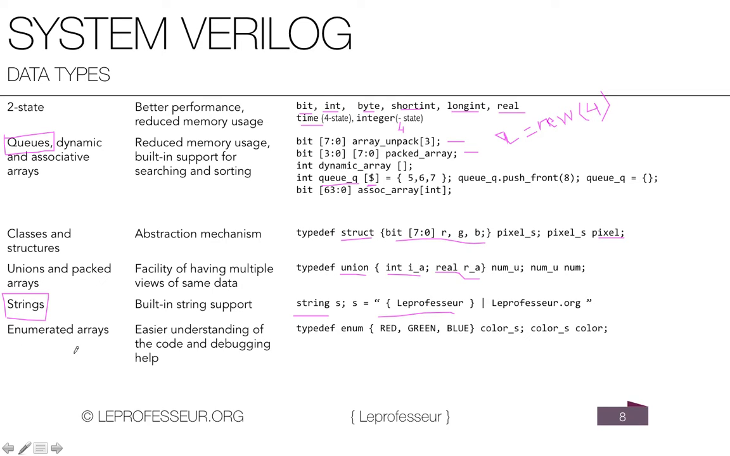Enumerated types, which give easy understanding of the code and debugging help. You might have seen, for example, that you want to define color and you have only three options: red, green and blue. So you can define a new enumerated type, call it color, which will have a value of either red, green or blue. That's it. It's a facility for defining your own type which can have specified values. So these are the basic data types. Queues and strings are what you would use more when you are doing verification, and I think I haven't discussed the logic type here.